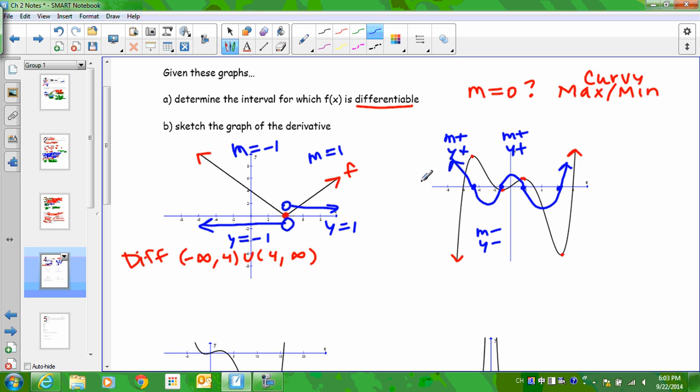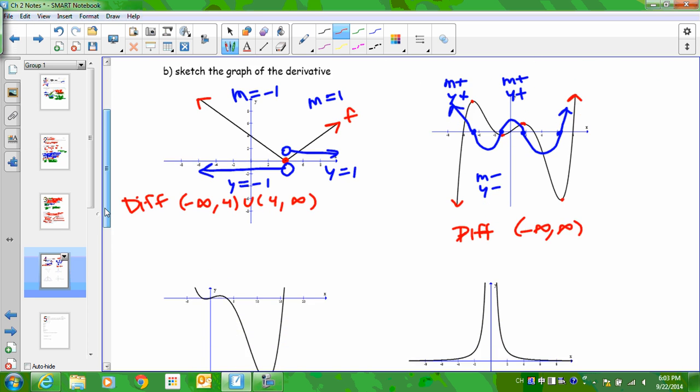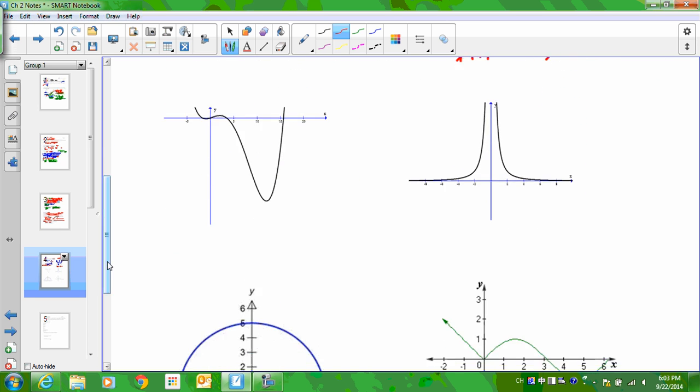All right, by the way, I skipped this, but where is this thing differentiable? Everywhere. Negative infinity to infinity. And notice that that ends up being the domain of the graph. So if you are just watching this and you wanted to try this one, go ahead and try this one on your own. Again, this one is differentiable everywhere.